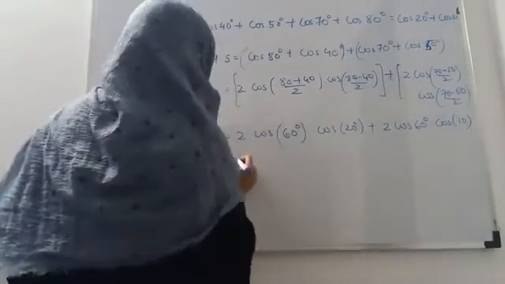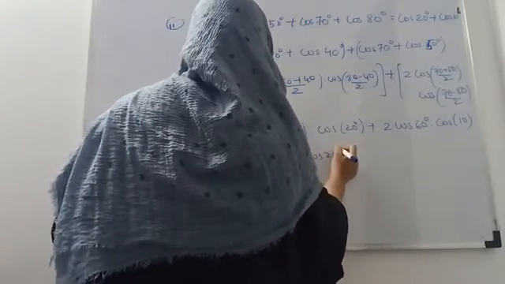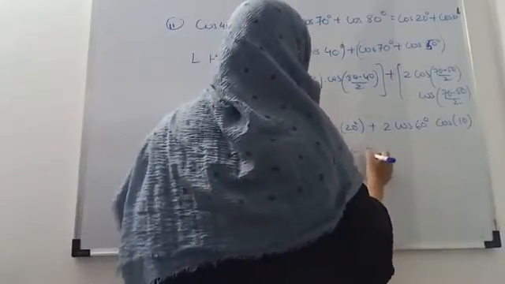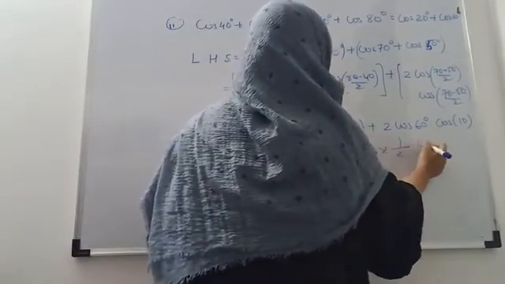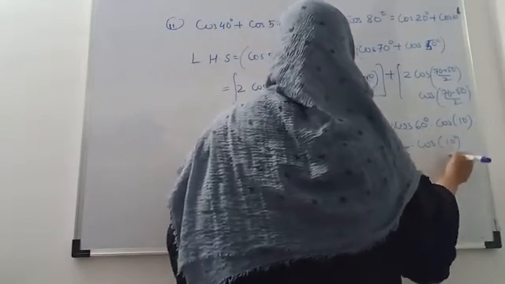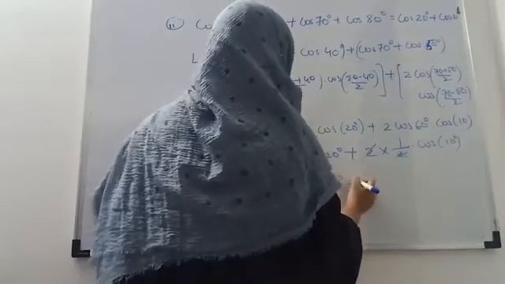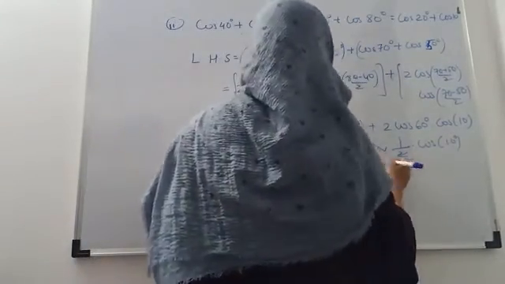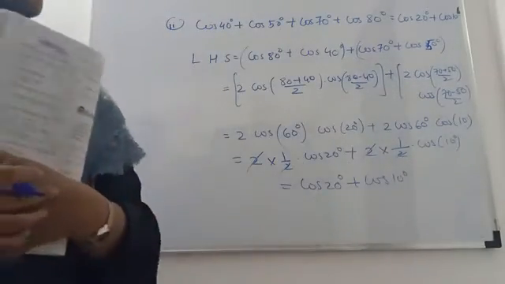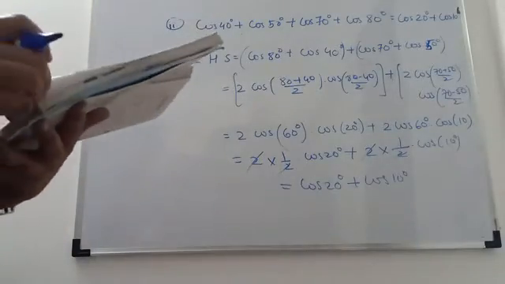So here it is 2 times cos 60, which is 1 upon 2, into cos 20. This 2 and this 2 will get cancelled. Plus 2 times cos 60, which is 1 upon 2, into cos 10. So you are left with cos 20 plus cos 10, which is your RHS. So this is a very simple problem.